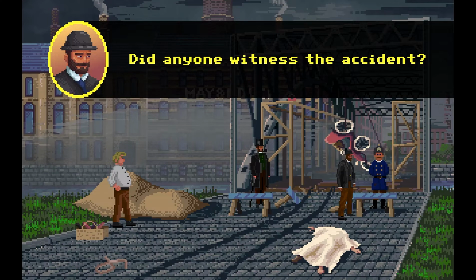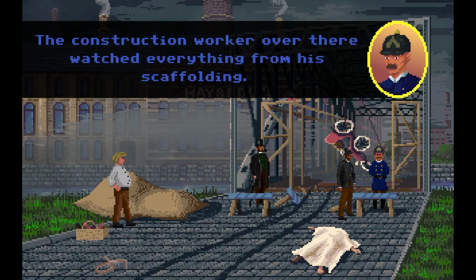Hat jemand den Unfall gesehen? Witnesses. Der Bauarbeiter dort drüben hat alles von seinem Gerüst aus verfolgt.